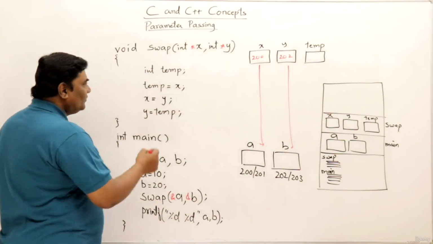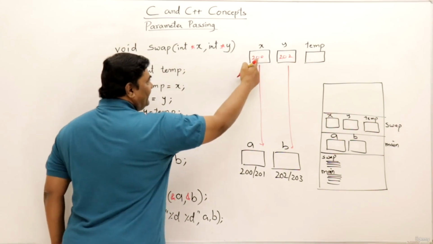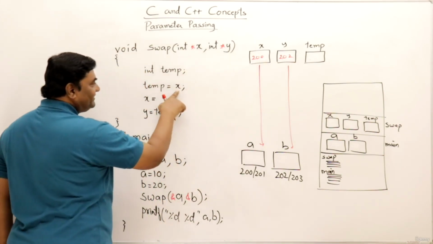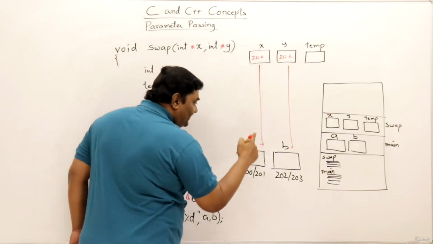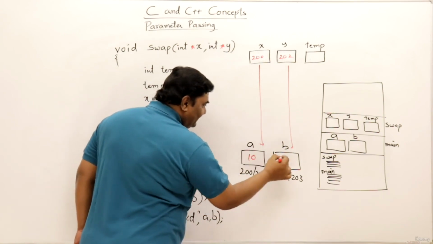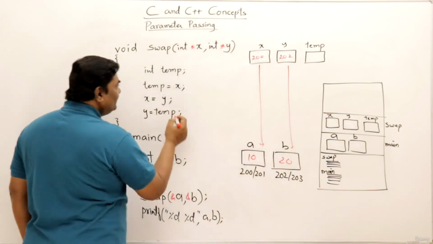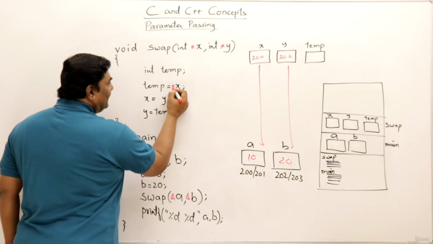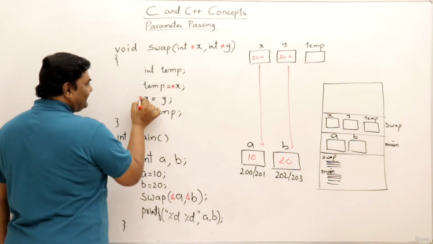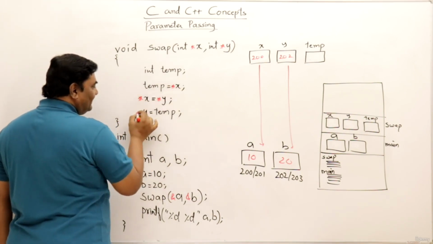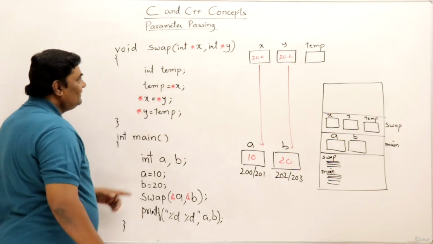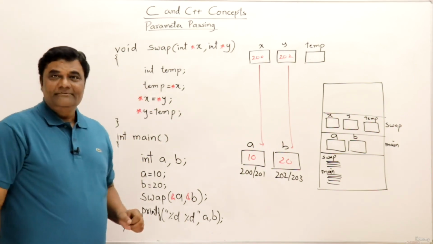Now inside the code, as this is a pointer, if I say just x, it's 200. No, I am talking about the value here, that is 10 and 20. So I should say asterisk x, asterisk y, and here also asterisk. So these are the changes we have to make.